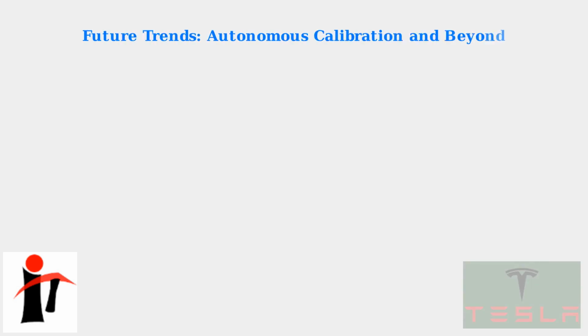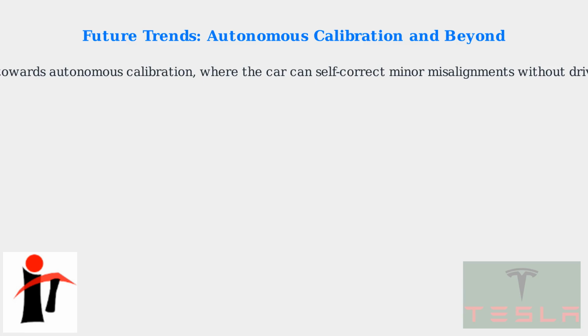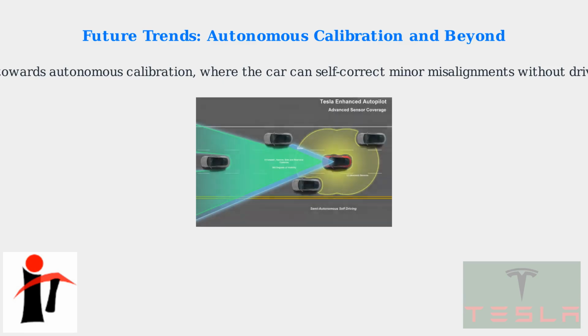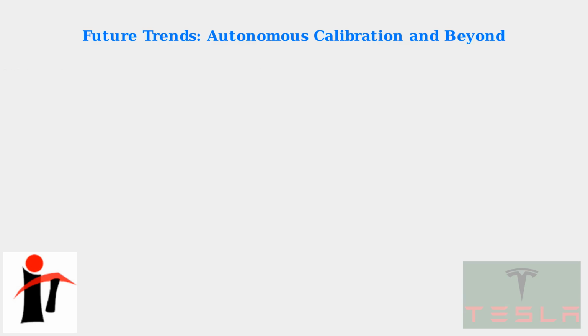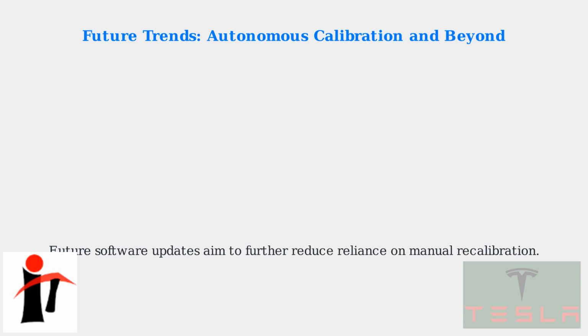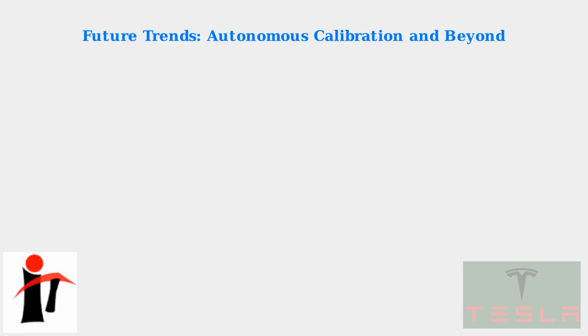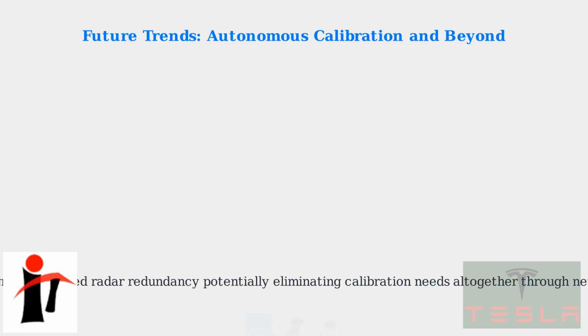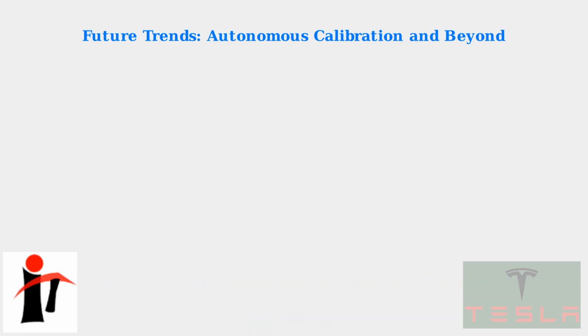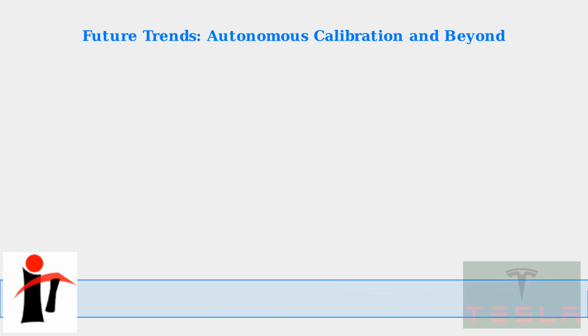Tesla is moving towards autonomous calibration, where the car can self-correct minor misalignments without driver intervention. This advancement allows the vehicle to detect and fix issues automatically through software, reducing the need for manual processes. Future software updates aim to further reduce reliance on manual recalibration. By 2028, Tesla plans to integrate improved radar redundancy, potentially eliminating calibration needs altogether through neural network advancements. However, third-party modifications might still affect these systems, requiring attention from owners.